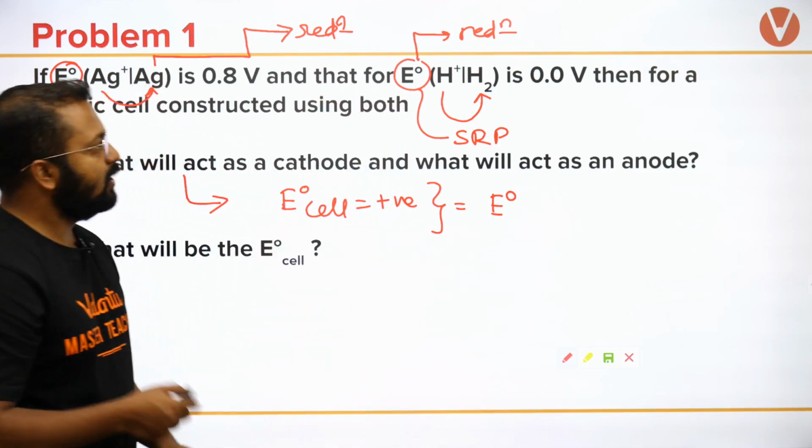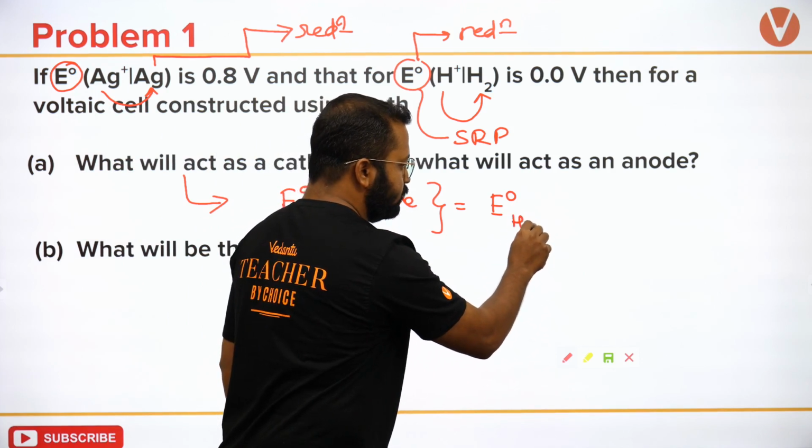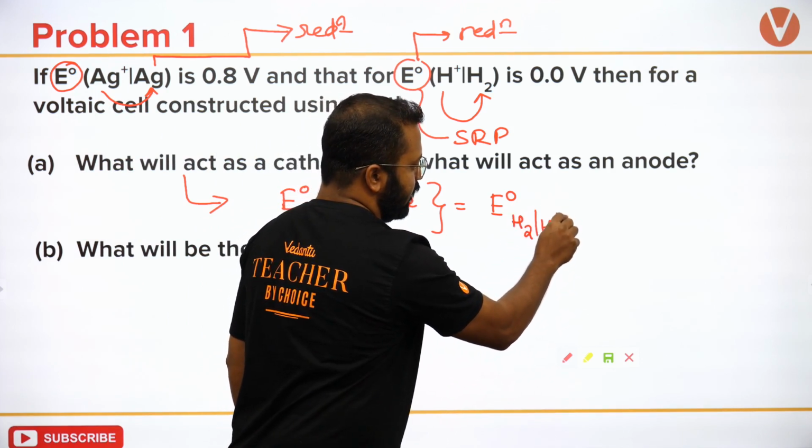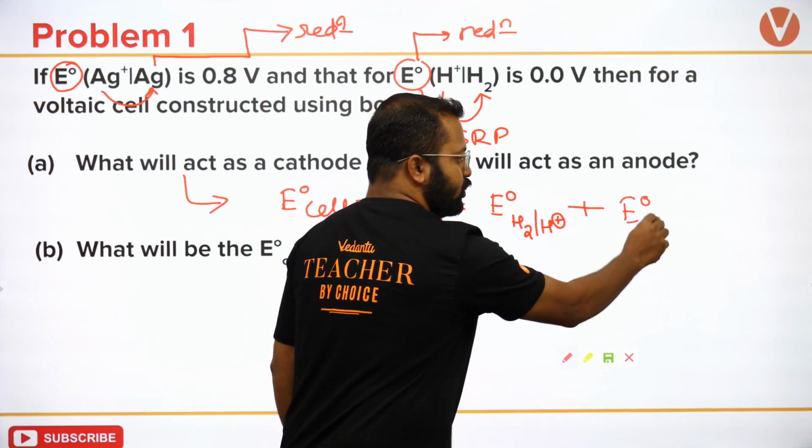So to have a positive value, what I should do, I should take oxidation of hydrogen and I should take reduction of silver.